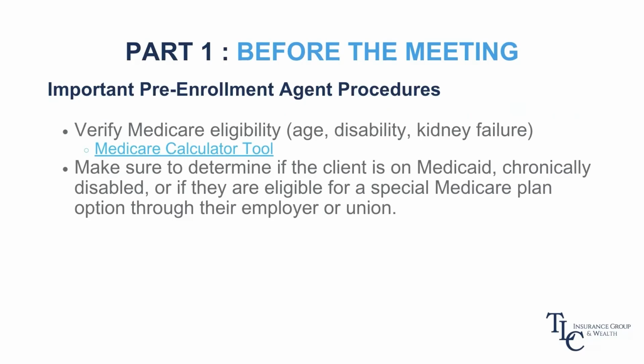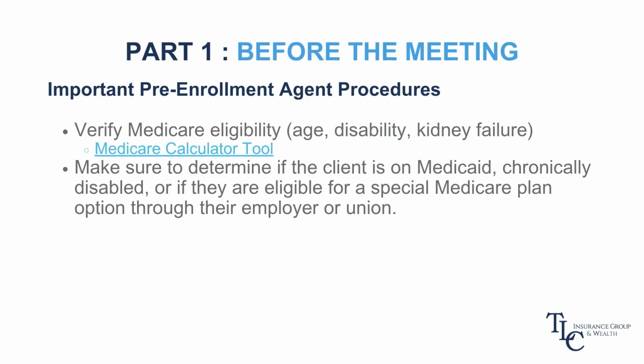Important pre-enrollment agent procedures continuing here. We do want to verify Medicare eligibility. Now, if someone's turning 65, it's a pretty safe bet that we know that they're in that initial enrollment period and they're going to age in and they have the opportunity to sign up for Part A and B in a plan of their choice during that initial 7-month window.